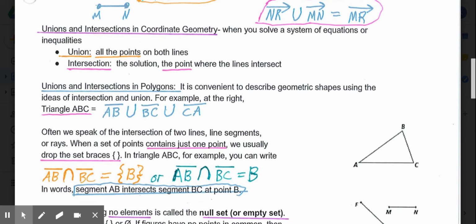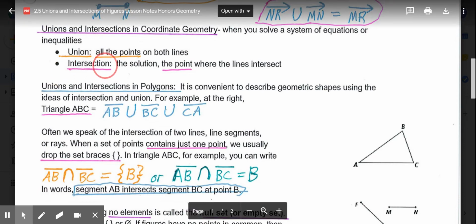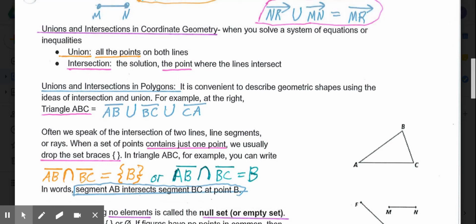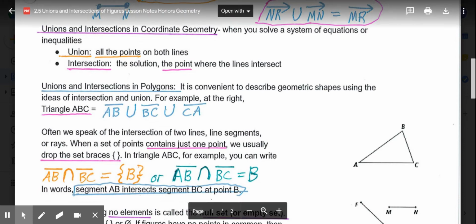The other concept with coordinate geometry that we have is the intersection. The intersection is, simply put, the solution, or the point where the lines intersect. So when you figure out where two lines intersect in coordinate geometry, you're applying this idea of intersection.